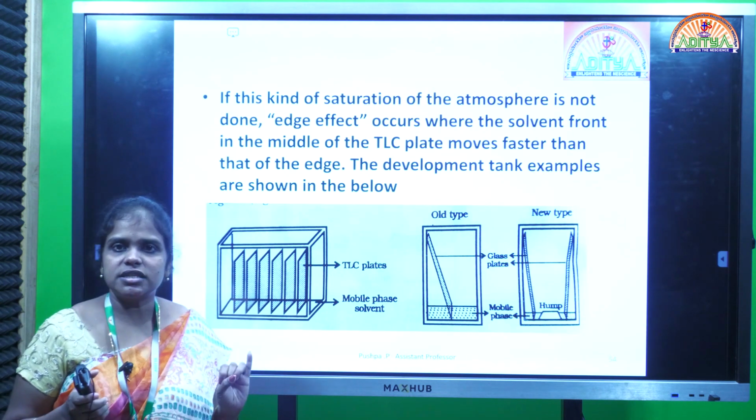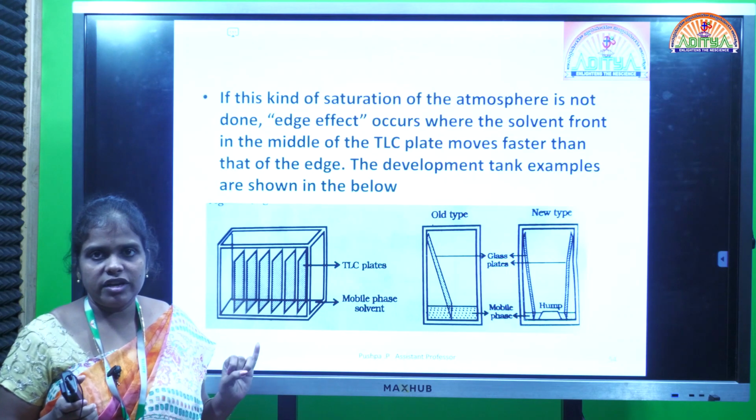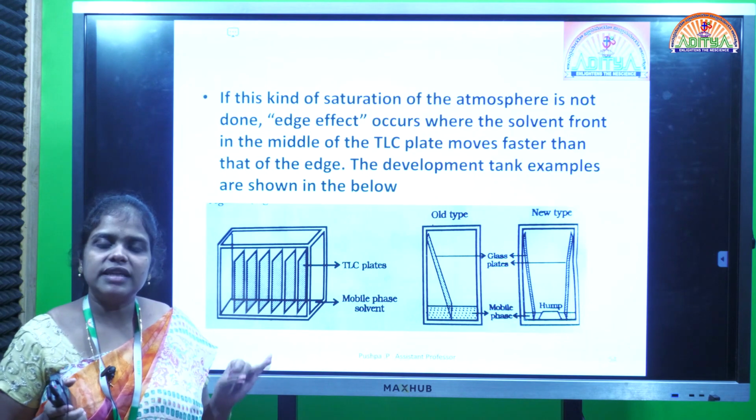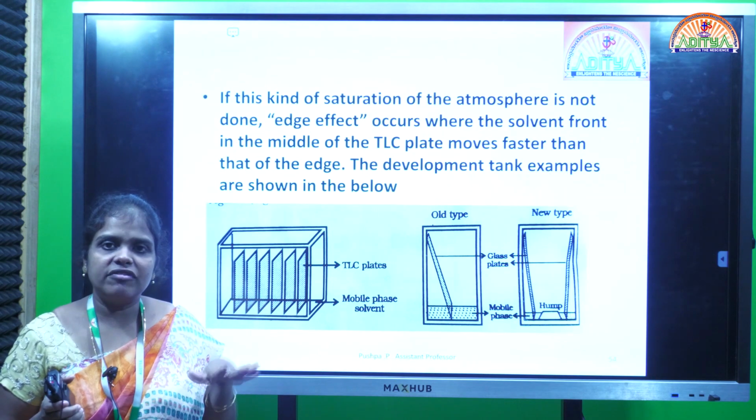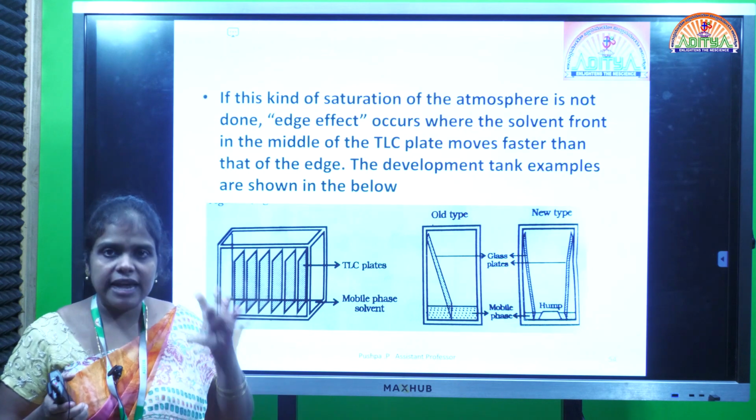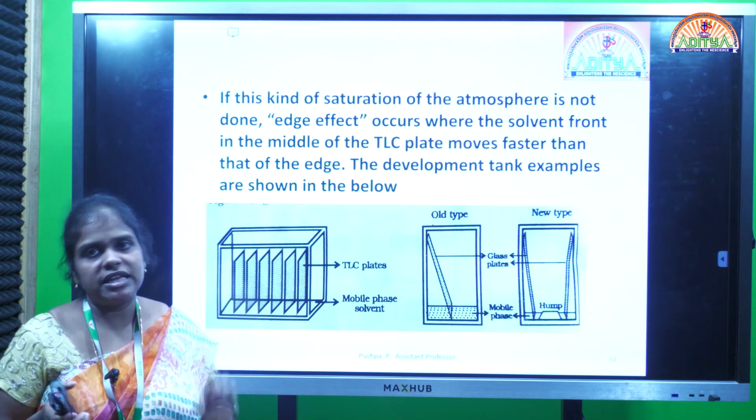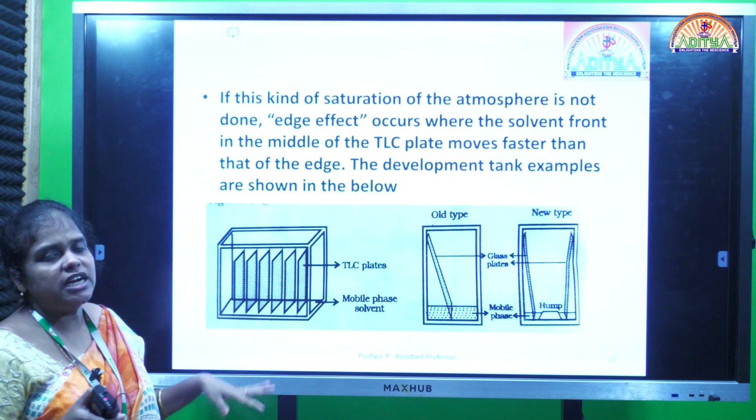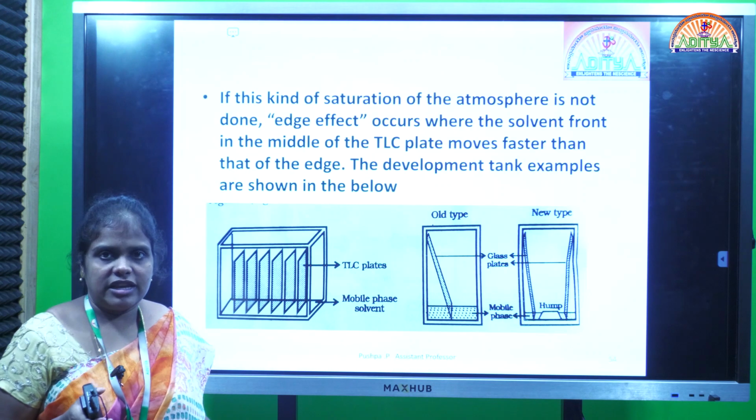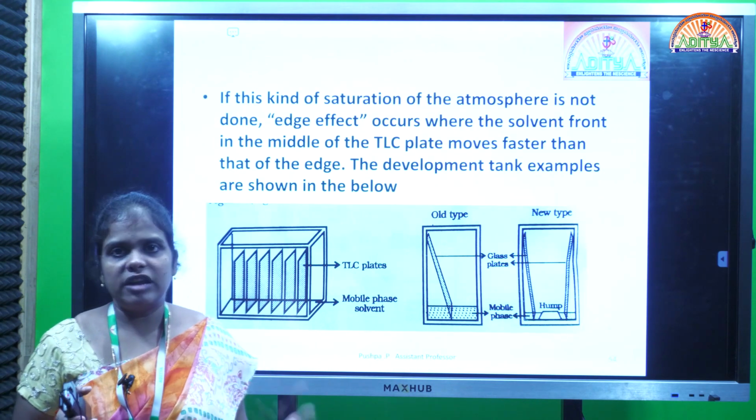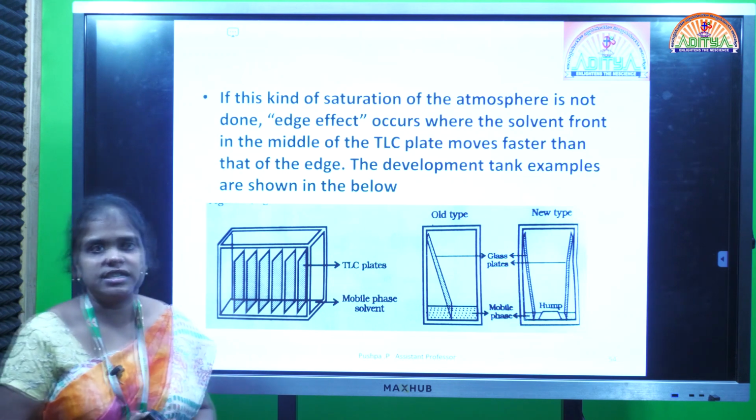Till now we have discussed the stationary phases we are using, how we make the slurry, how we apply the slurry on the TLC plate, how we do activation, that is drying, how we apply the samples on the dried TLC plate, and how we keep it in the development tank. In the next class we will see how the development takes place and what mobile phases we will use. Thank you.